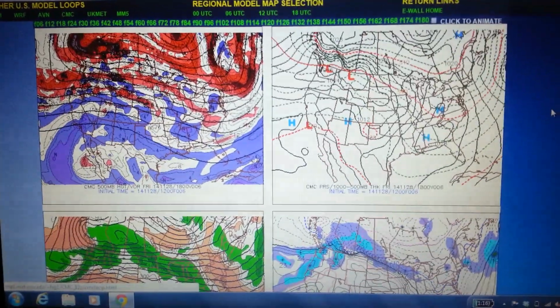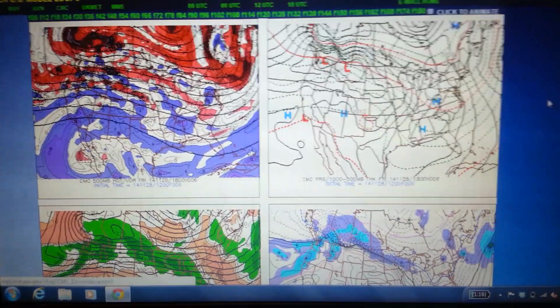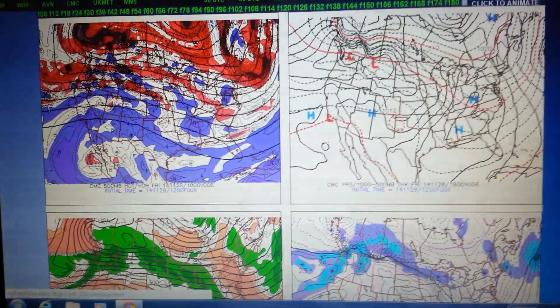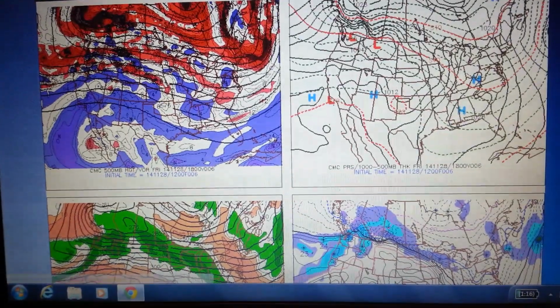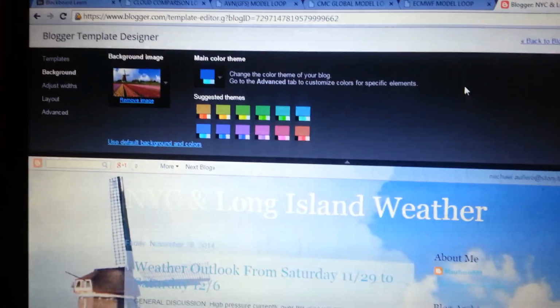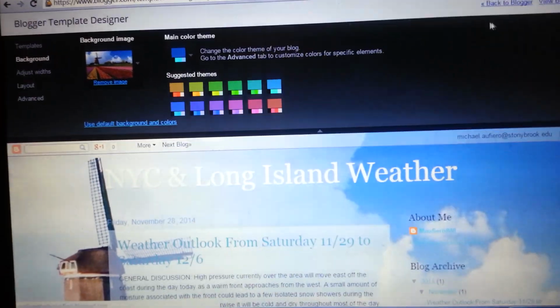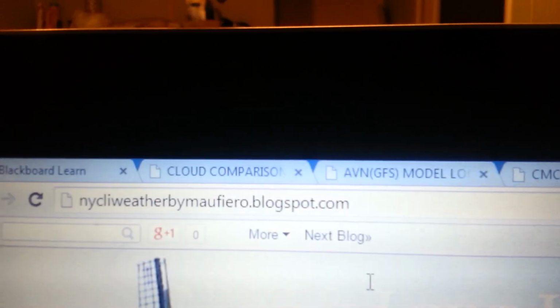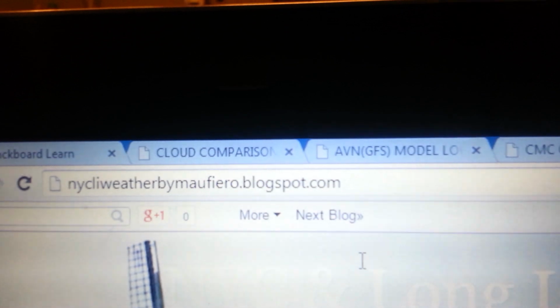However, to fix this problem, since I'm not going to be at North Babylon all the time, since I am at Stony Brook, or at my grandparents', or at my mom's, or whatever, I have created a new blog. The website is called NYC Weather by mofiero.blogspot.com. That is the URL. So it is on Blogspot.